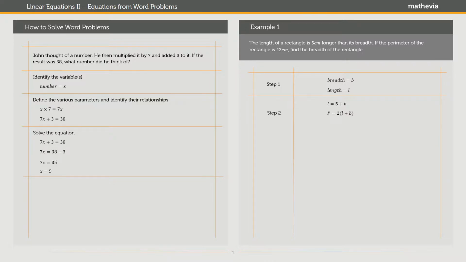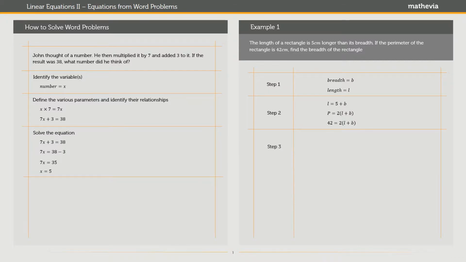Another thing that we know is that the perimeter of a rectangle is 2 times the length plus breadth. So this is the formula for the perimeter of a rectangle, and we're told that the perimeter of this rectangle is 42 cm, i.e. 42 equals 2 times length plus breadth.